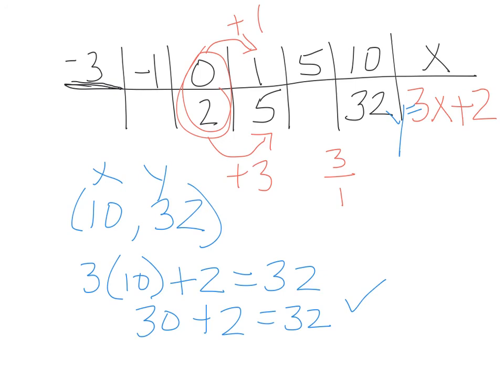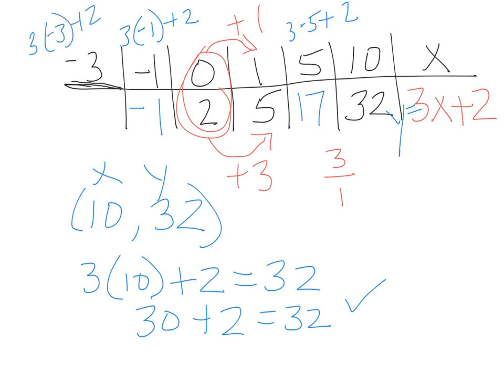So then let's use this rule to help us fill in the rest of our table. So 3 times 5 plus 2. 3 times 5 is 15, plus 2 is 17. 3 times -1 plus 2 is -3 plus 2, which is -1. 3 times -3 plus 2, 3 times -3 is -9, plus 2 is -7.